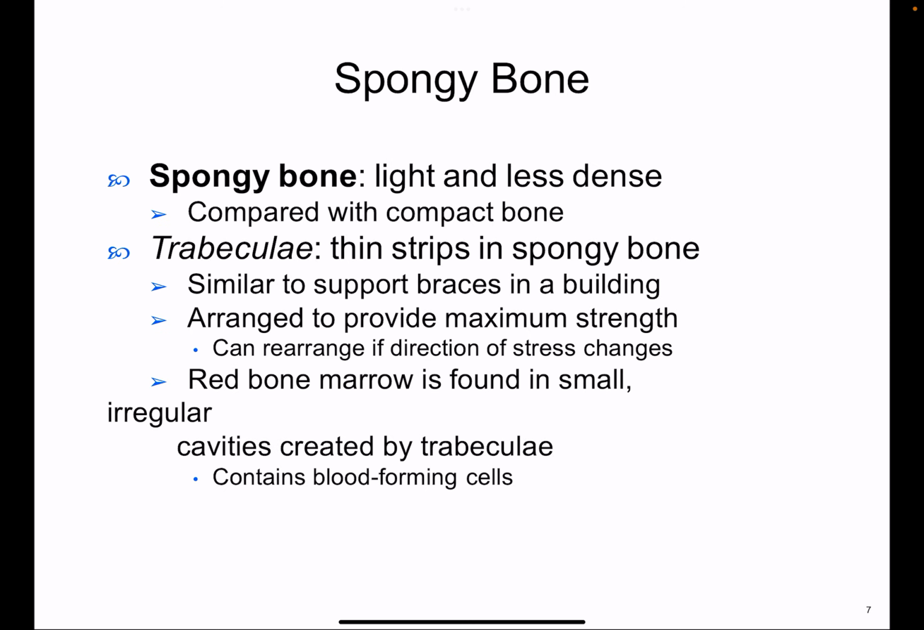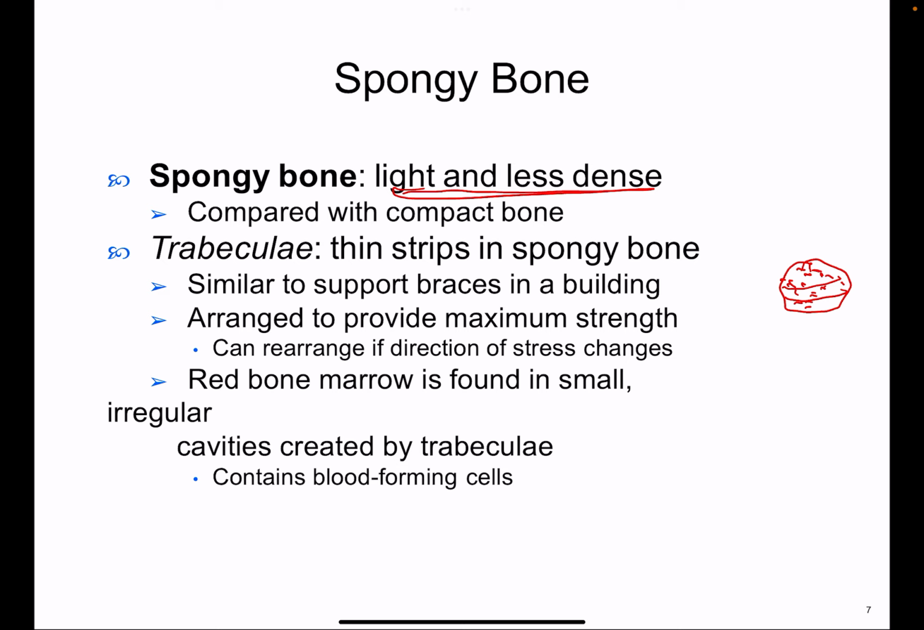Now, spongy bone is light and less dense. It looks like a sponge, especially when you compare it to compact bone. It has something known as trabeculae, which are thin strips in the spongy bone, similar to support braces in a building. You're going to see the porous structure, and you might see a line or two around it helping to support it. It's arranged to provide maximum strength and can rearrange in the direction that stress changes.